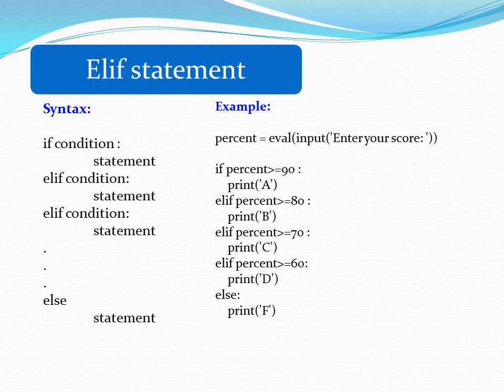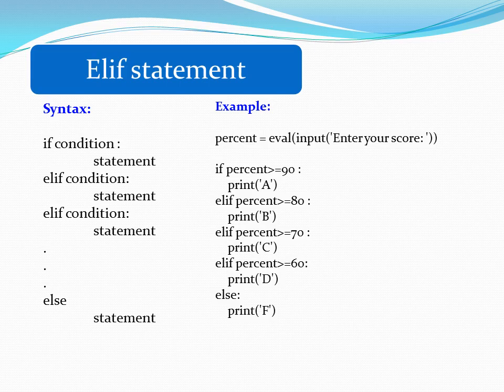Here first of all we place if percent is greater than or equal to 90, then print A. If percent is greater than or equal to 80, then print B. If percent is greater than or equal to 70, then print C, and so on. And if none of the above conditions is true, then in the last case we place else, which prints F.